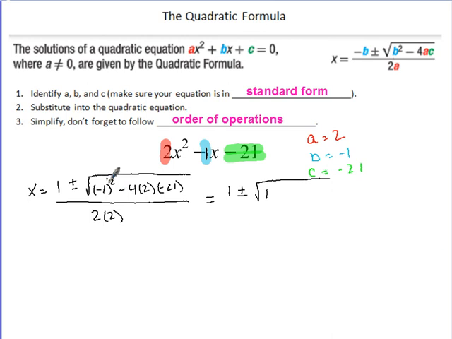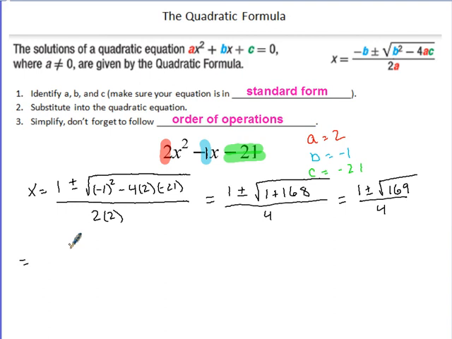Alright, and it's important that you treat this 4 as a negative. So -4 times 2 would be -8. -8 times -21 is positive 168. And that is all over 2 times 2, which is 4. Alright, so I'm going to simplify one more time in the square root. So I have 1 plus or minus the square root of 169, because that's 1 plus 168, over 4. Alright, then I keep going.